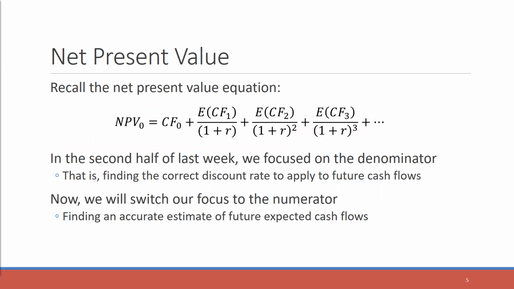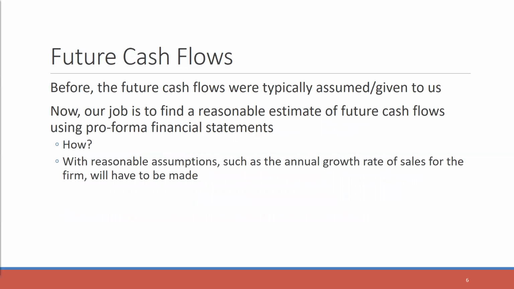So let's revisit our net present value equation. We can recall that in the numerator, we have a cash flow at time 0 and expected cash flows for period 1, 2, and all the way through. Now, we're going to switch to focusing on the numerator, specifically figuring out an accurate way of estimating future expected cash flows. Before, all of our future cash flows were typically given or assumed to us.